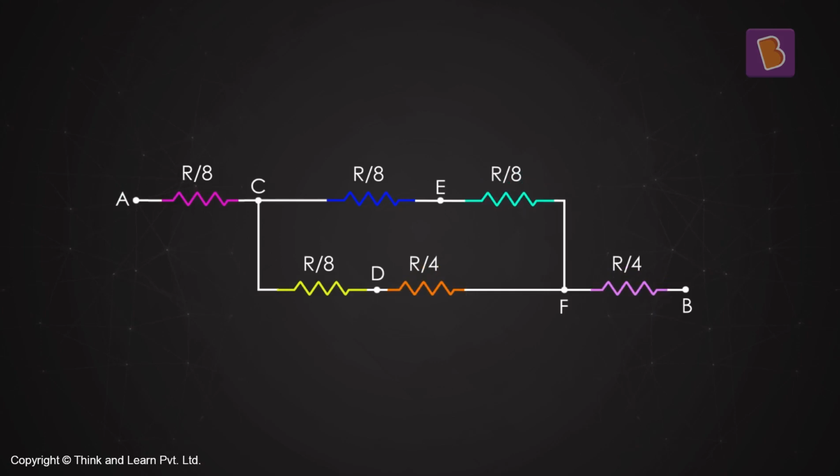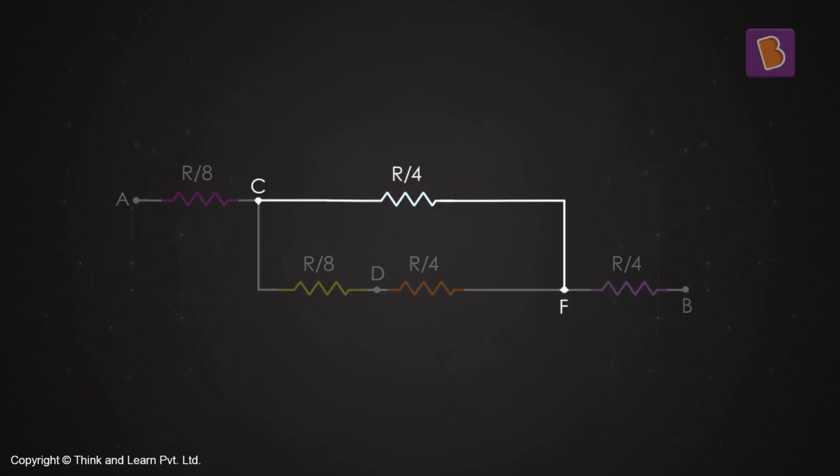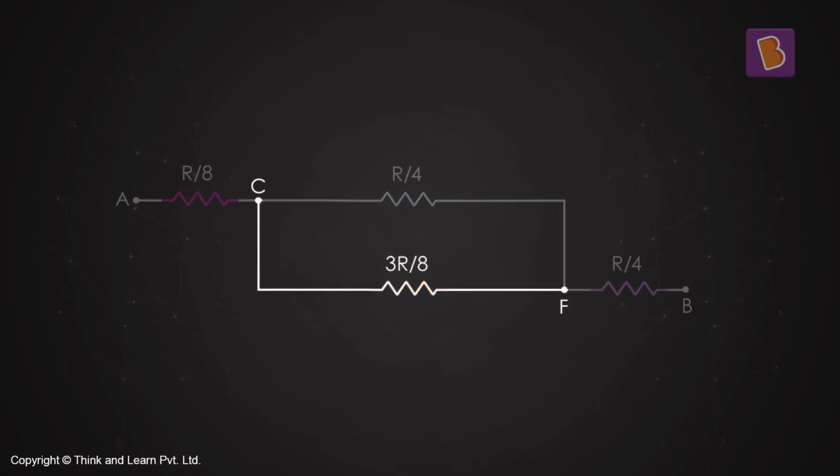Okay. So once you reduce it to this, now you know that this is cakewalk, right? You can solve this like any day. So between C and F, what will be the resistance? So R by 8 and R by 8, they are in series, so this becomes R by 4. And on the other end, you have R by 8 and R by 4. They are again in series, this will become 3R by 8.